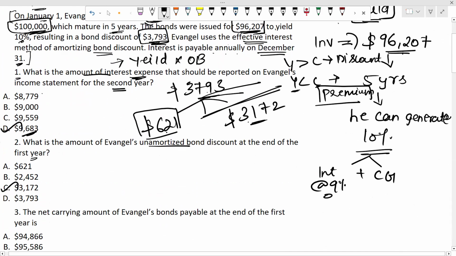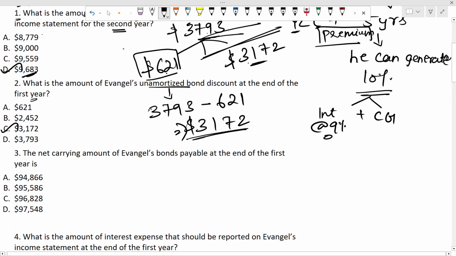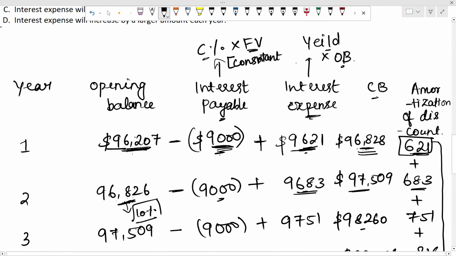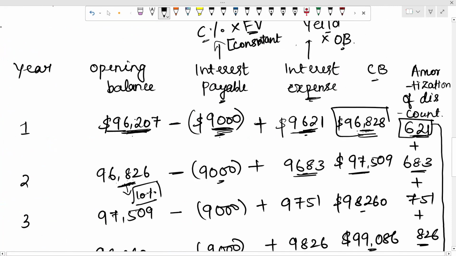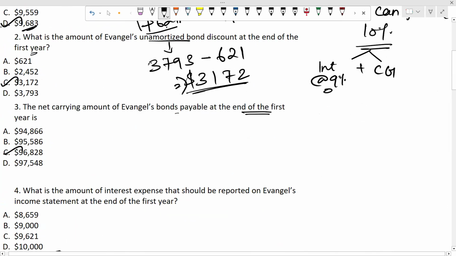So this unamortized discount is nothing but, at the end of the first year, total discount is 3,793. At the end of the first year, we amortized 621. So at the end of the first year, we have an unamortized discount of 3,172. Third question, the net carrying amount of Avengel's bonds payable at the end of the first year is how much? Basically, they're asking us to calculate the closing balance at the end of the first year. Closing balance at the end of the first year is 96,828. So option C is the right answer.